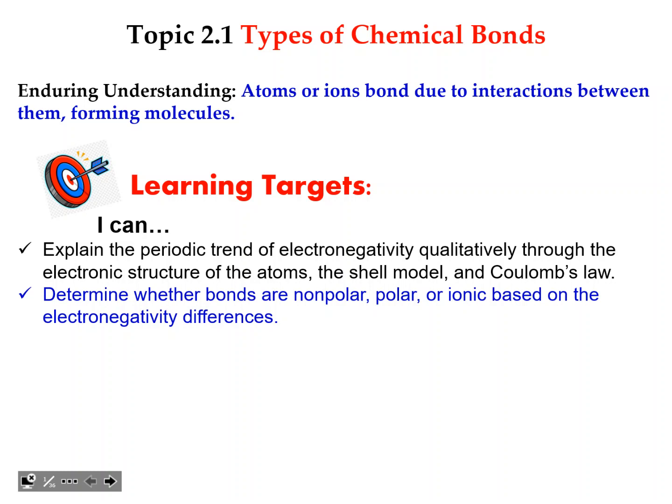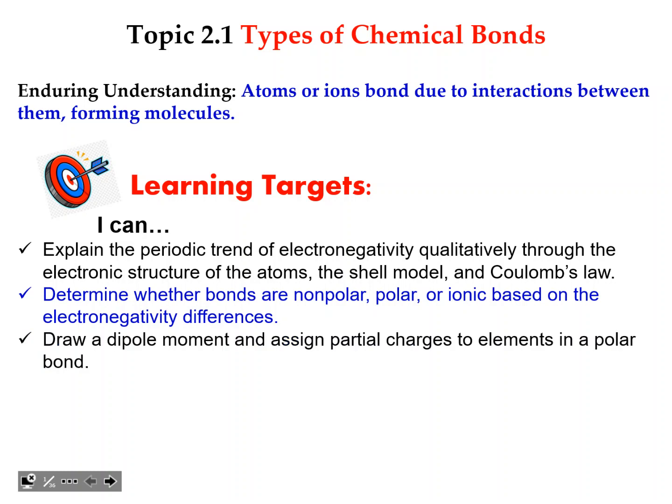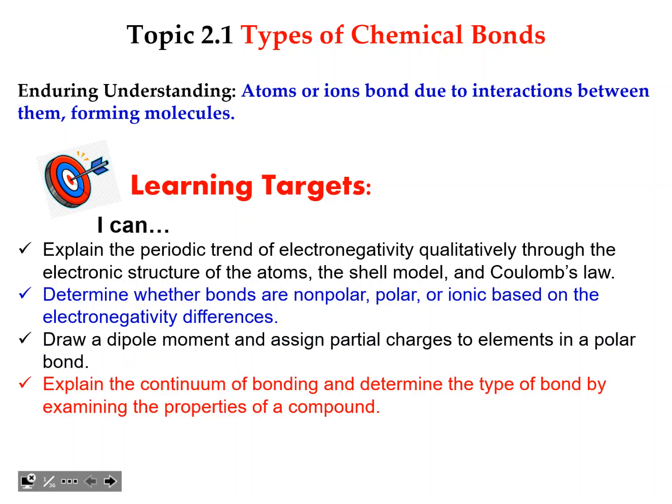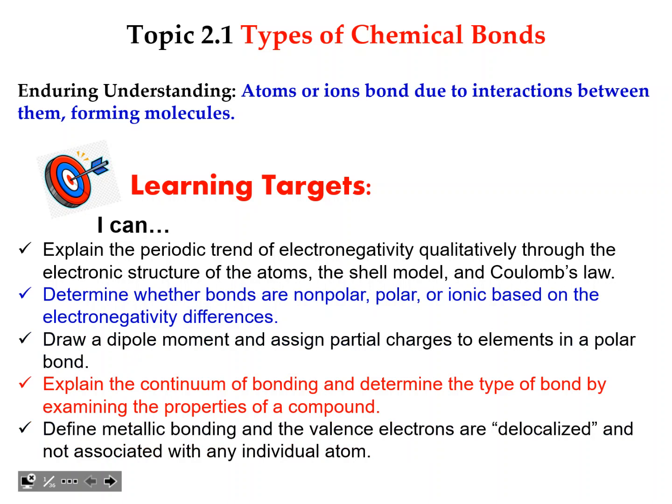Determine whether bonds are polar, nonpolar, or ionic based off of the electronegativity differences. Draw dipole moments, assign partial charges to elements in a polar bond. Explain the continuum of bonding and determine the type of bond by examining the properties of the compound. Define metallic bonding and that the valence electrons are delocalized, not associated with any individual atom.